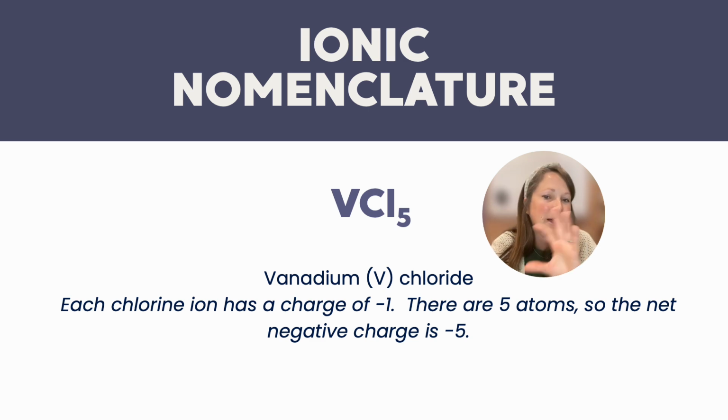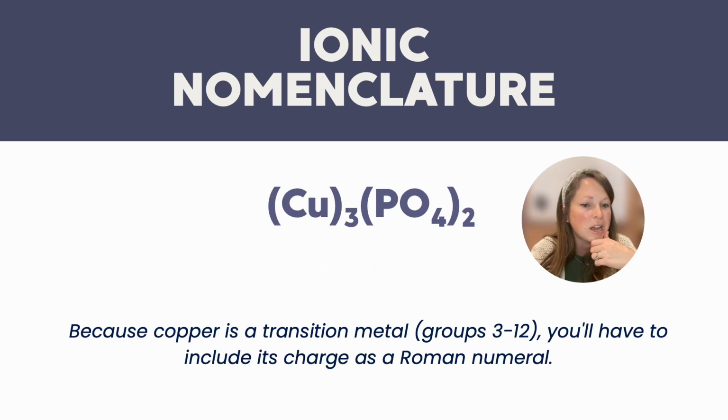So you kind of work backwards: use the known anion, the negative portion of the formula, find the net negative charge, and then try to solve for the positive charge. This one's a little bit more tricky. So we have copper something phosphate. Phosphate, we have 2 of those, and we have 3 atoms of copper.